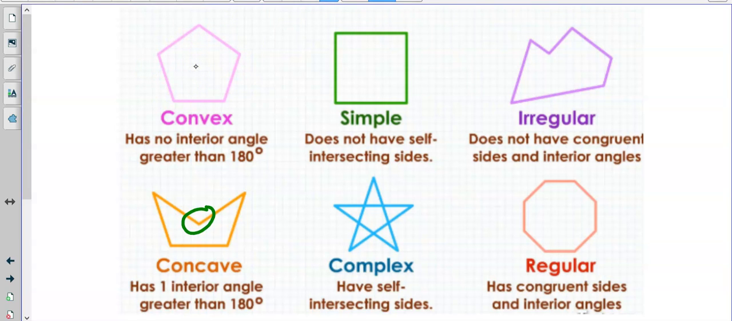Simple does not have self-intersecting sides. Irregular does not have congruent sides and interior angles, so it's just kind of a mess. Complex have self-intersecting sides, so when you have crossing lines. And regular has congruent sides and interior angles. So every segment on a regular one is equal, and every angle is equal. That's what makes it regular. Okay?